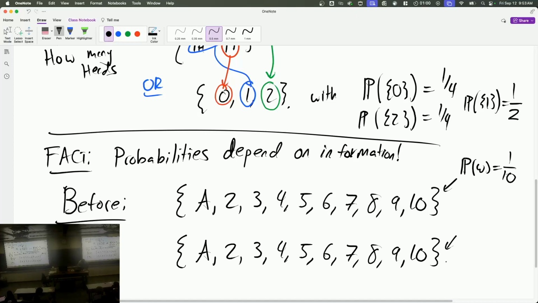What is the probability after? Well, you take all the possibilities from before. One of them has been eliminated, and that one is the 2. The 2 is no longer possible. So I call this: cut away the impossible.